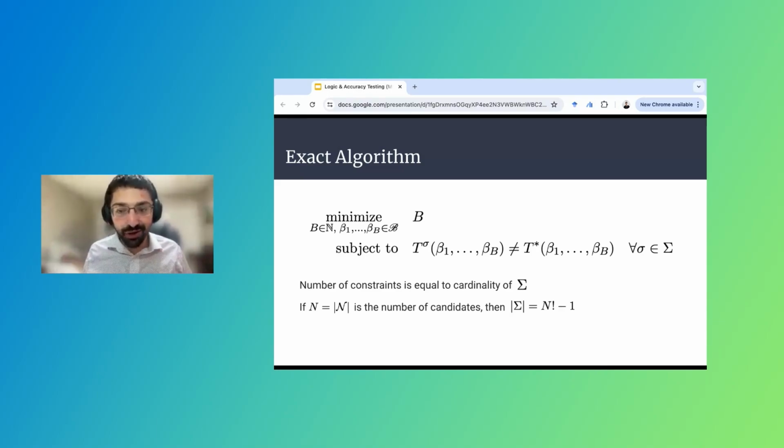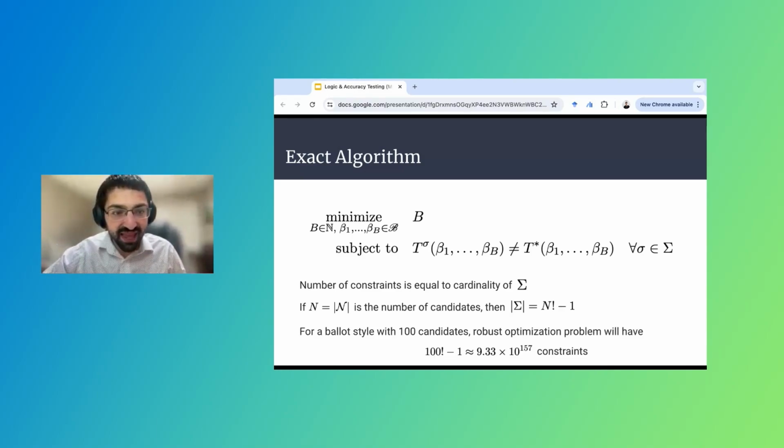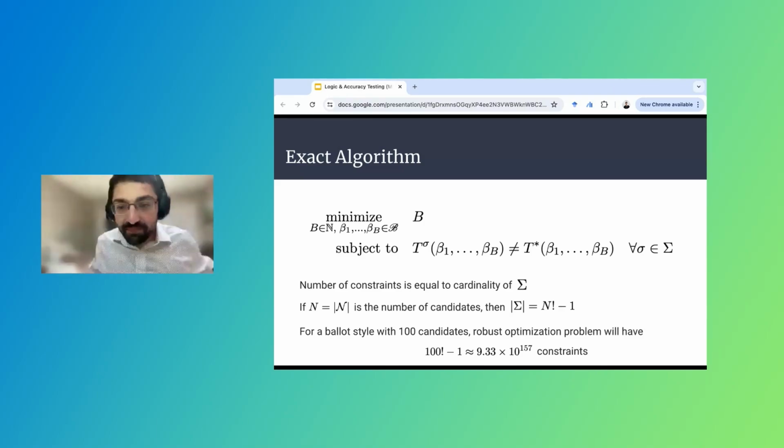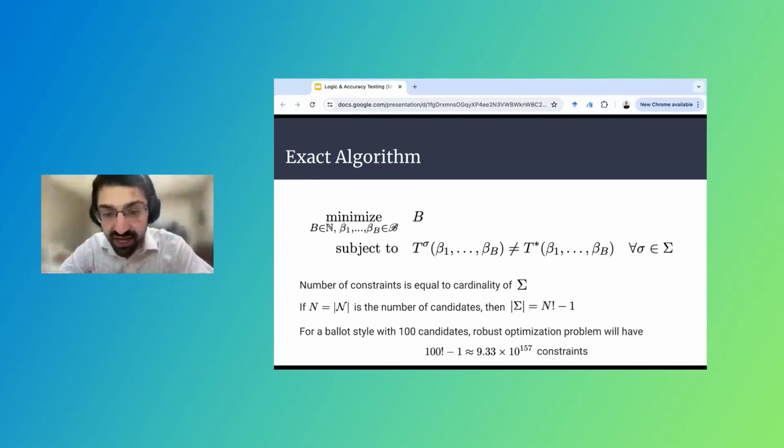So what's the issue here? Well, in real-world elections, n could easily be 100 or more. And so for a ballot style with, let's say, 100 candidates, this optimization problem would have around 100 factorial constraints. It's about 10 to the 157 constraints. That's much larger than the estimated number of particles in the universe. So for realistic sizes of elections, it's impossible to even just represent this optimization problem in memory, let alone solve it. So I mentioned, though, that we have an algorithm that's practically able to solve this.